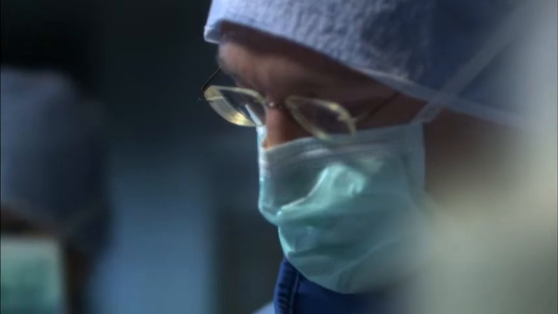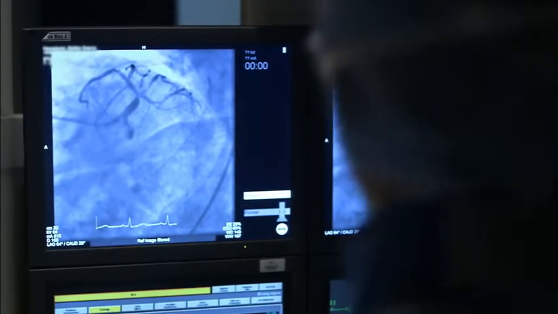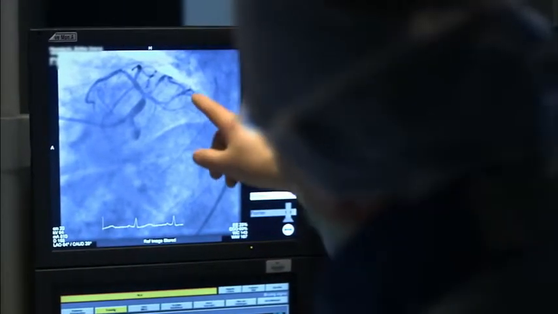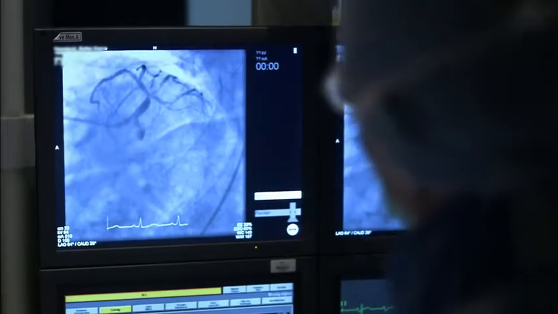Next, the team turned their attention to the ramus lesion. To my surprise, the FFR was 0.95. This tells us that that lesion does not need stenting. It also reconfirms that the left main is not significant. The circumflex was felt to be too small for stenting, and so FFR wasn't measured there.